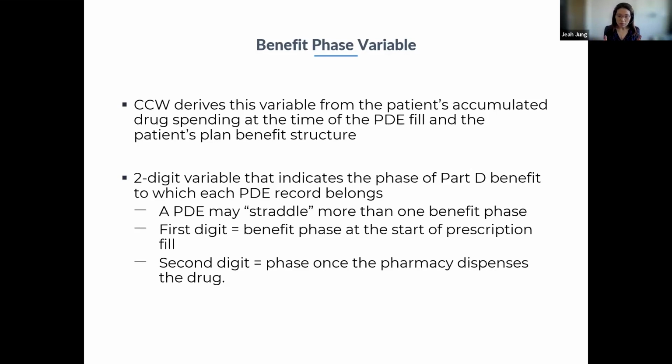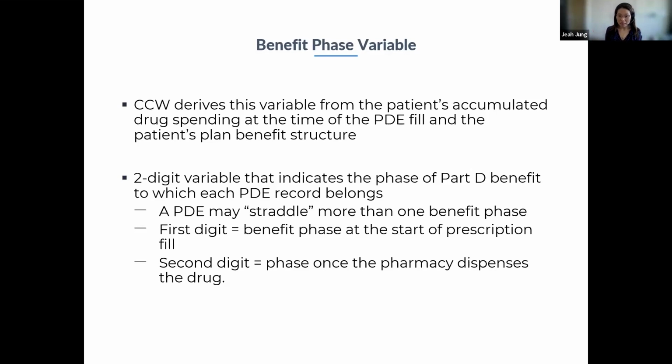Now, when a beneficiary fills a prescription, it could simply be in the deductible phase. But suppose this beneficiary was at the deductible phase, and this drug is really expensive. Let's say it costs $20,000. Then by filling the prescription, for that event, the beneficiary jumps from the deductible to the catastrophic phase, which means that a prescription drug event could straddle more than one benefit phase. That's why this benefit phase has 2 digits.